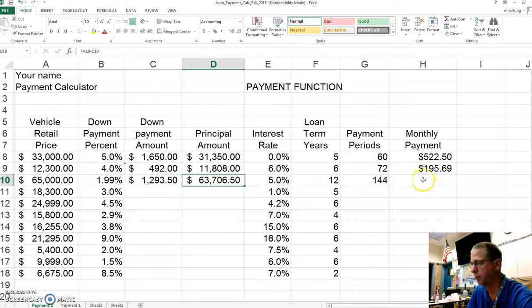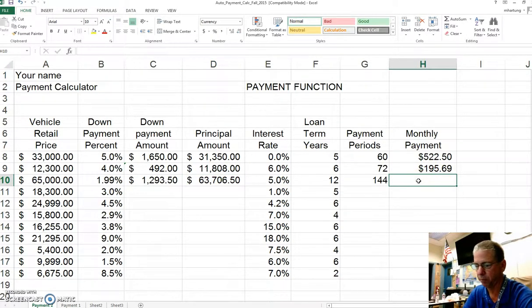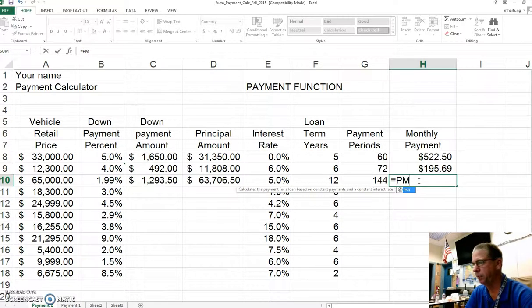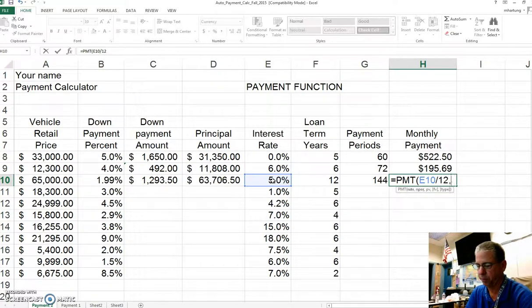So what will our monthly payment be? Here we go. Equal sign. PMT, parenthesis. The little helper window comes up. We need to click on the rate. And our rate in this case is 5%. But that's a yearly rate, so we've got to divide that number by 12 months. Separate it by a comma. Next up, we need the number of payment periods. We calculated that to be 144.